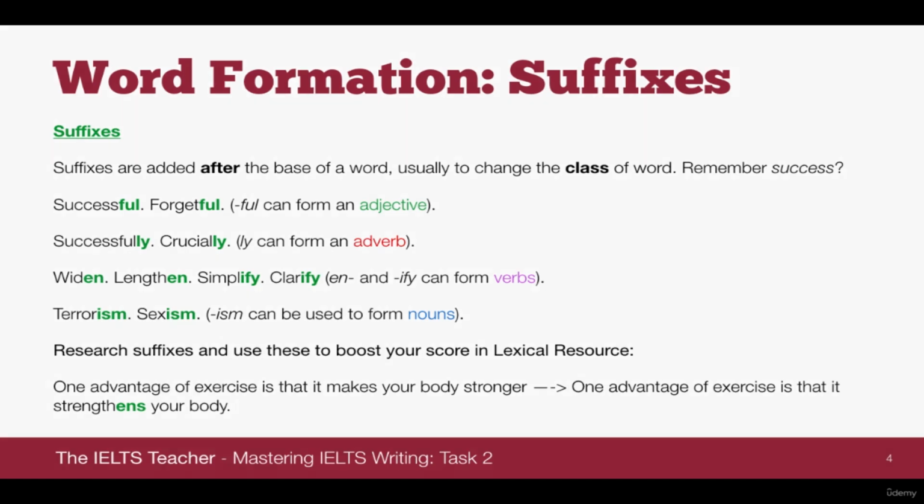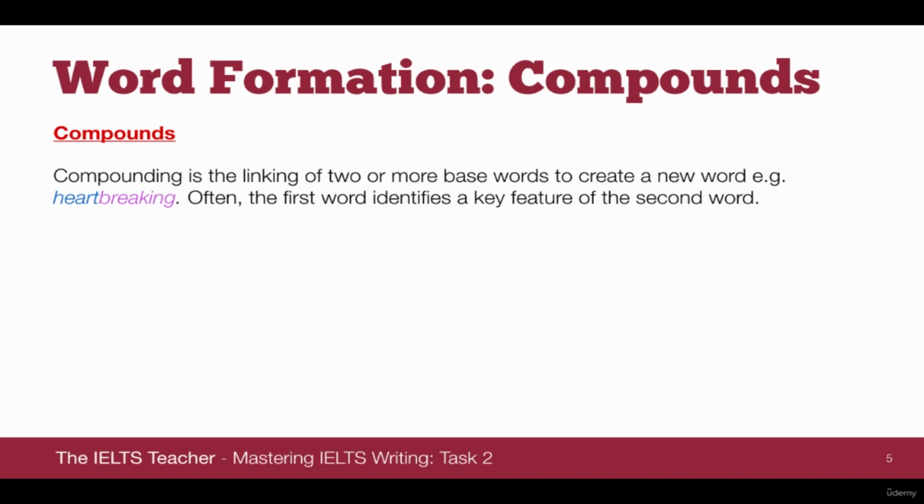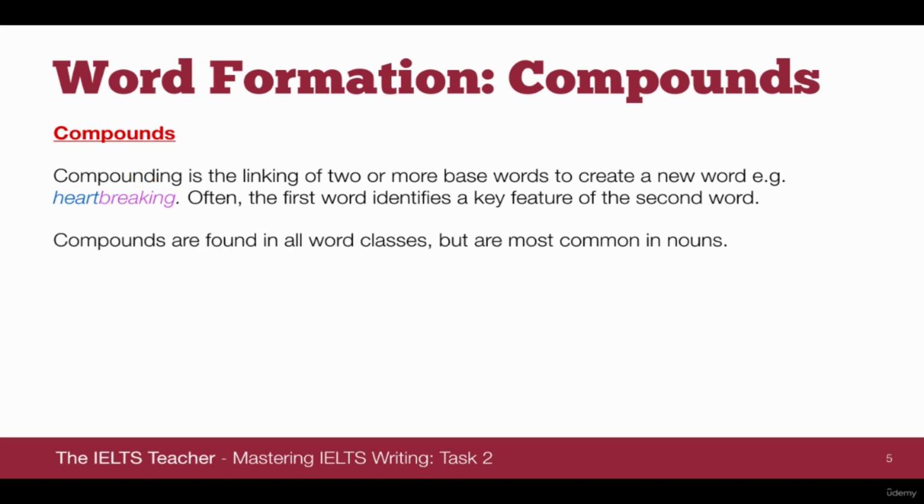Now, the other way we can think about word formation is with something called compounds. Compounding is the linking of two or more base words to create a new word. For example, heart breaking. You've got the noun with the verb. Often, the first word identifies a key feature of the second word. Let's have a look at some examples. They're most commonly found in nouns, but they are found in all types of word classes.